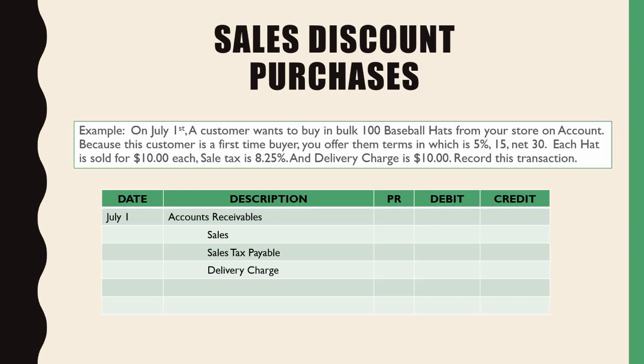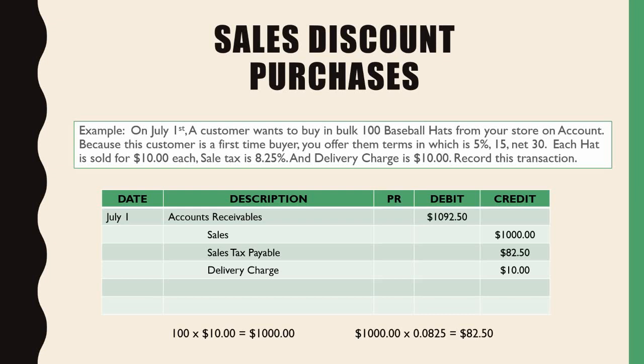Okay. So let's see, so the customer is going to be paying, considering he's paying a net 30, $1,092.50. Okay, and what's the breakdown for that? How much was actual sales? 1,000 for the hats. The 82.50 is the tax, and then the delivery charge for $10.